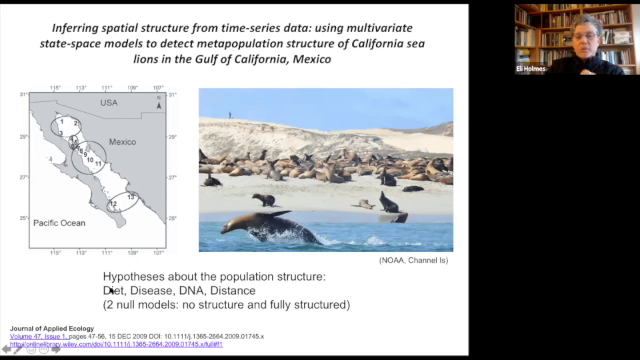They had genetic data. And the other one was, well, it's just distance. The ones that are closer together tend to fluctuate together. The ones that are farther apart are more independent.